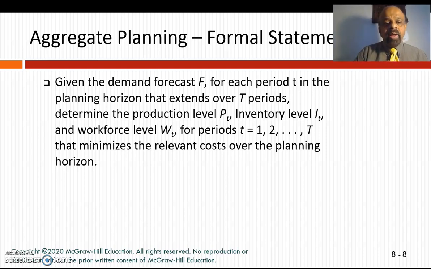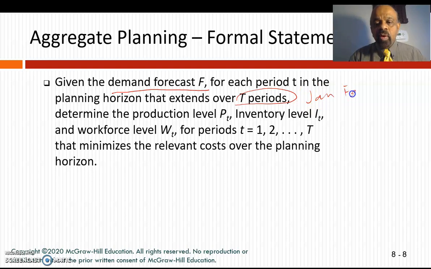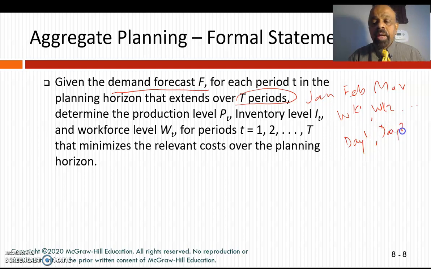For aggregate planning, you might have a demand forecast, and you might have so many periods that I need to look at. For instance, January, February, March, or week 1, week 2, or day 1, day 2, anything. Those are the periods that I'm talking about.